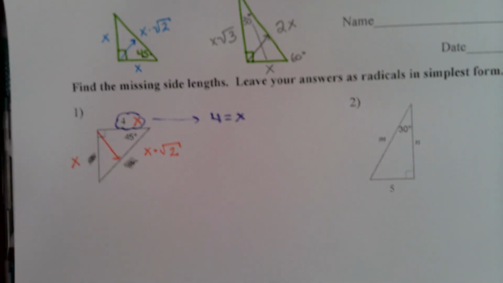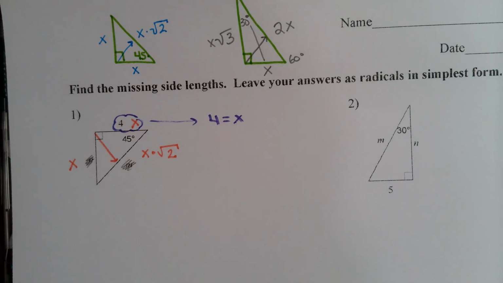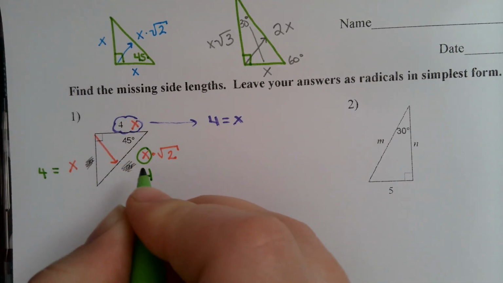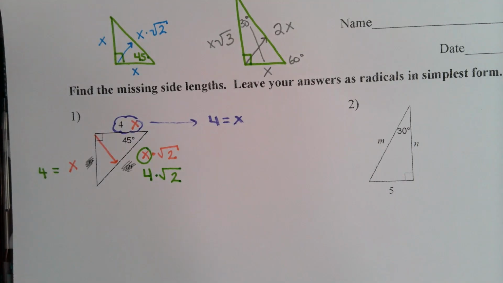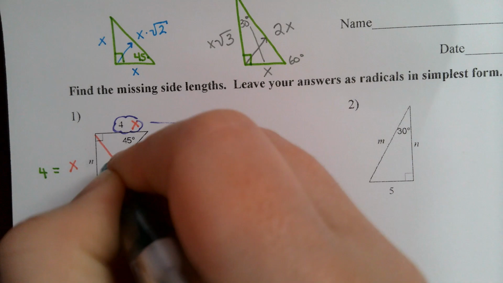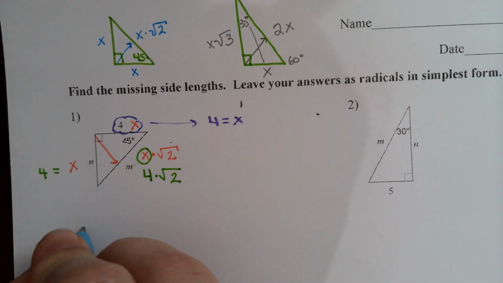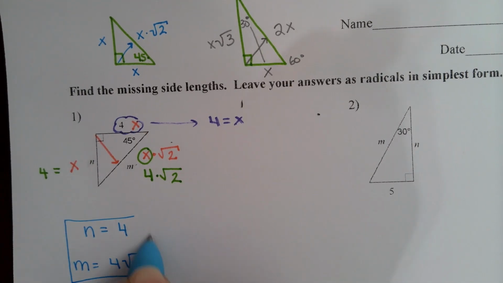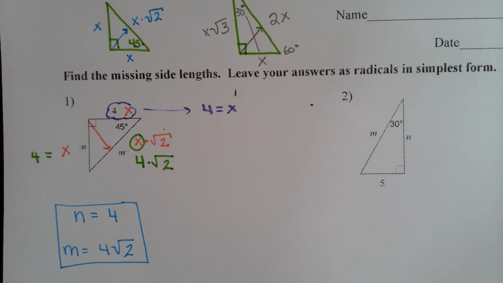And so we're going to then use the x value for my other values. So that means I'm going to have a 4 here. I'm going to replace x with 4 and have my root 2. Then I'm going to erase or unhide my two letters that they've given me, which is N and M, and then write out my answer. So N is equal to 4, M is equal to 4 root 2. It's not always this straightforward, but for number one, it kind of worked out.